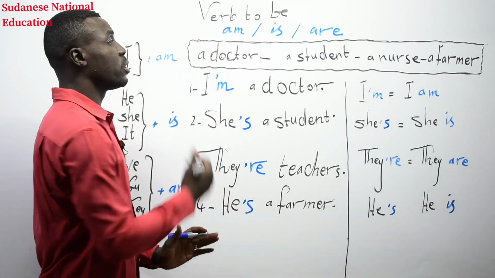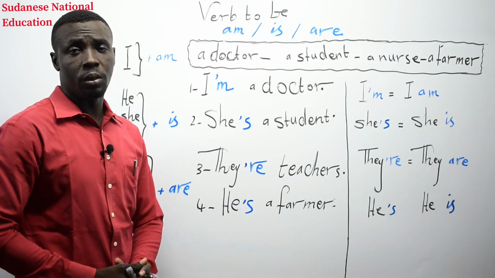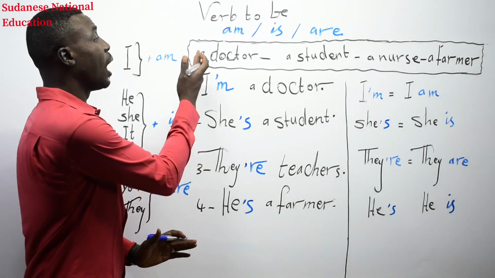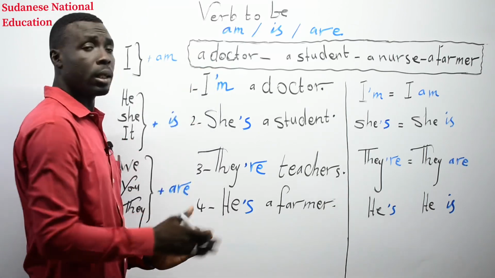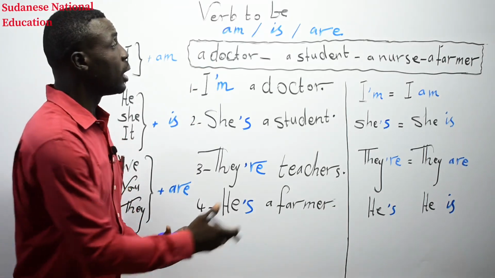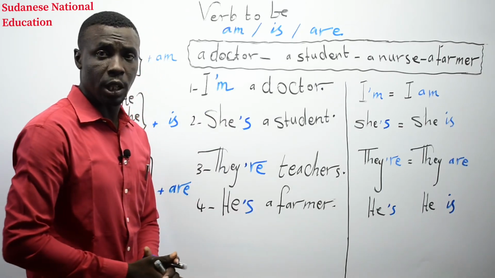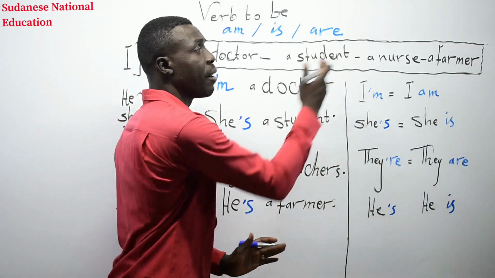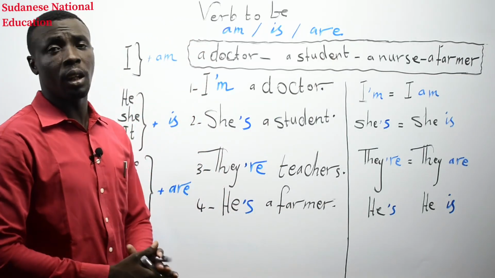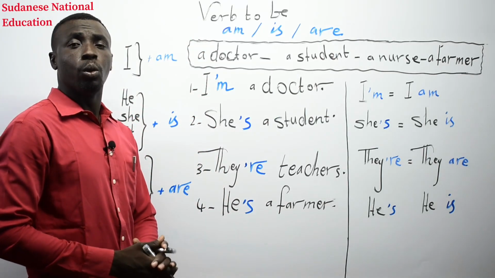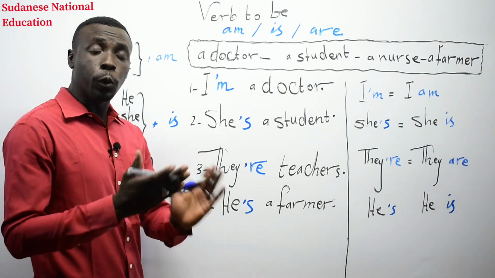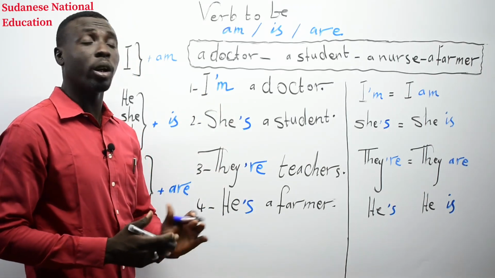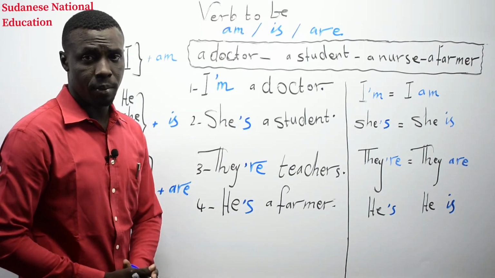These jobs are nouns. When we say a doctor, a student, a nurse, and a farmer, these are nouns. So we are going to put these nouns in a sentence, or form a sentence with them.